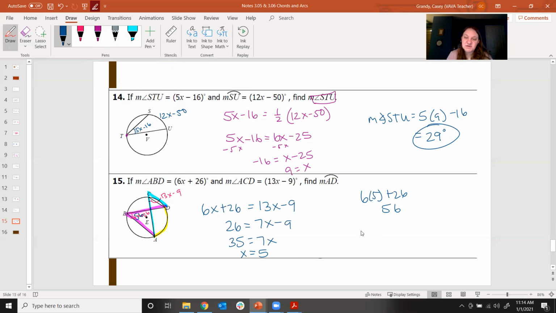So I can say the angle equals half of the arc. Don't call it x because you already used an x. Maybe use a different variable. Multiply both sides by 2. So that tells me that this arc is 112. So my final answer will say the measure of arc AD is 112 degrees.